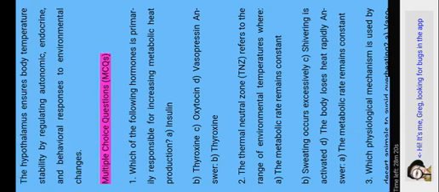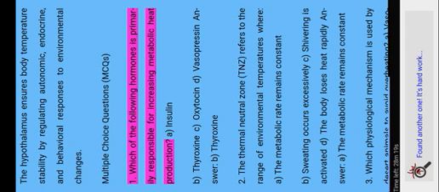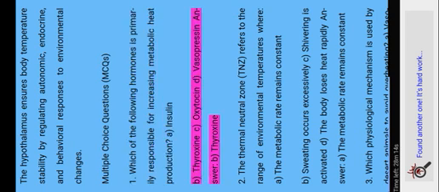Multiple choice questions, MCQs. 1. Which of the following hormones is primarily responsible for increasing metabolic heat production? A. Insulin. B. Thyroxine. C. Oxytocin. D. Vasopressin. Answer. B.